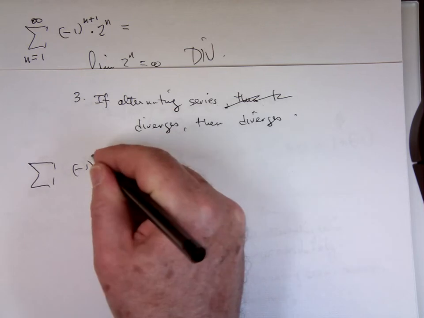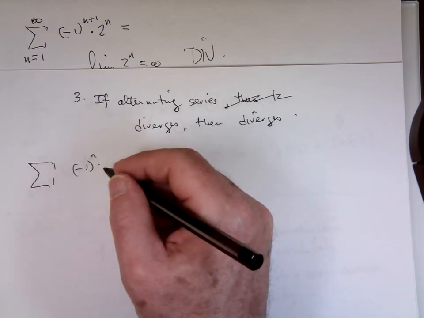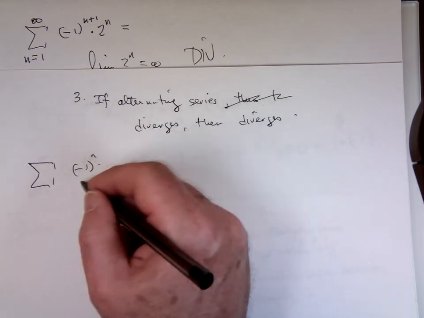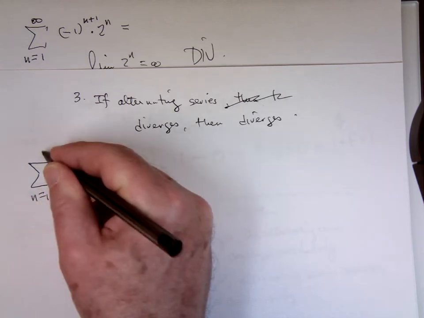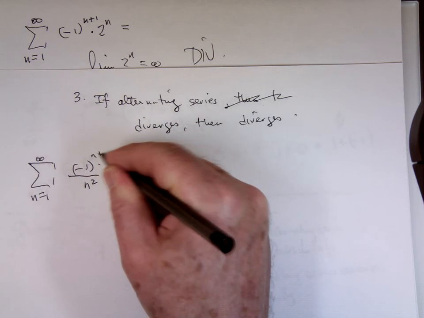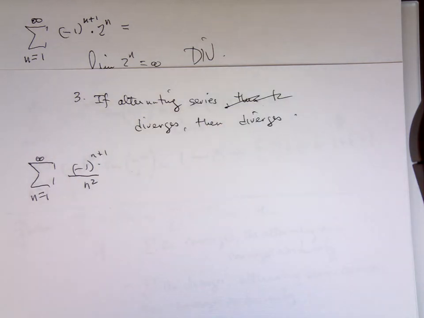Let's keep it simple. Okay, now, we know it converges, but does it converge conditionally? Does it converge absolutely, conditionally, or diverge? It converges absolutely. Why?